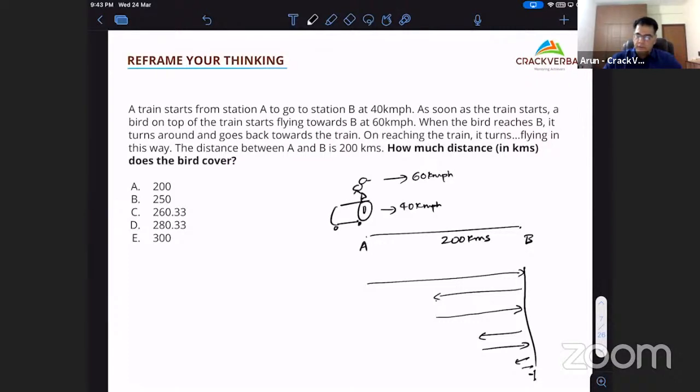So there is a bird. So just read the question. So there is a train going from point A to B. It's going at 40 kilometers per hour, right? And then there is a bird that is sitting on top of the train, and that is also going towards point B. At some point, the bird reaches point B first, turns back, starts flying towards a train, touches the train, turns back, does this zigzag movement till.